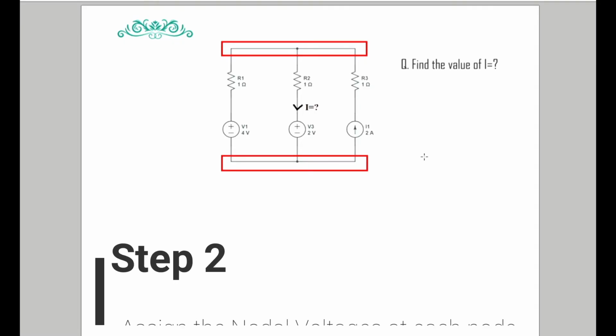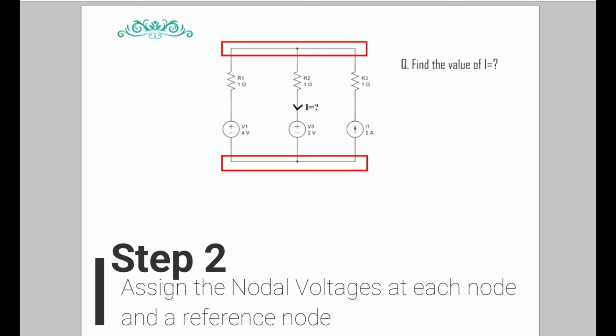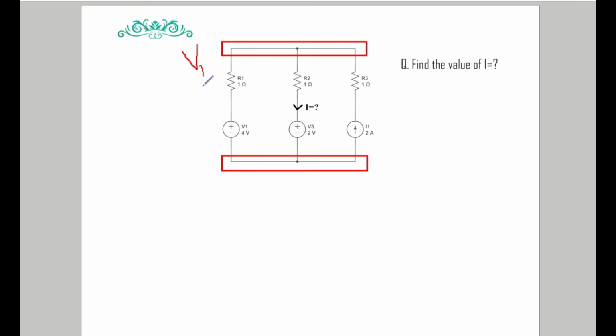Step 2 is to assign voltage at each node. So we will assign voltage V. We'll say this one is Vx, and this one will be another voltage, and we will consider this as the reference node. So voltage at this point will be 0.